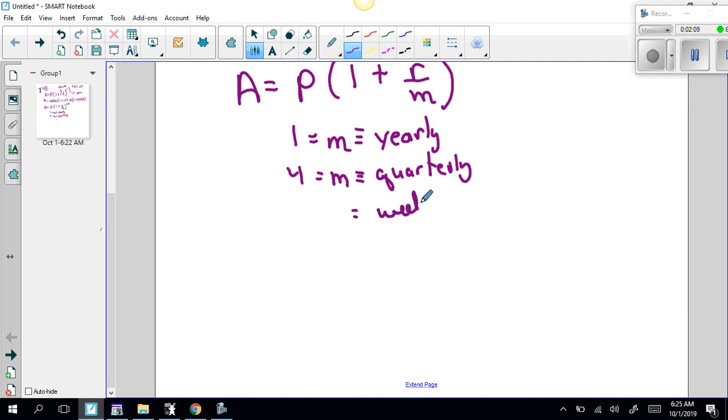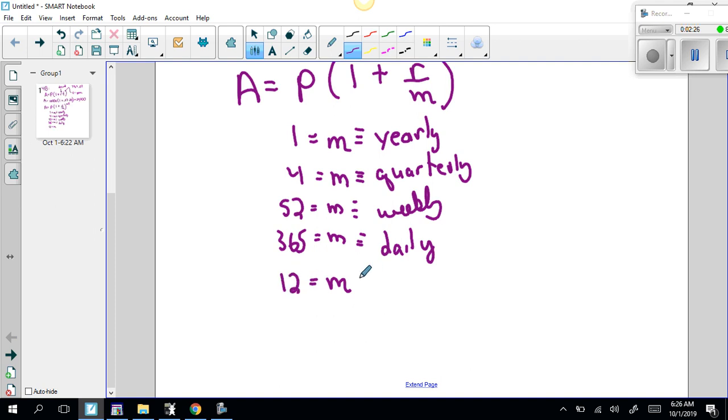Weekly, M is 52. Daily, M is 365. And most importantly, monthly. The world mostly revolves around this one. Compounded monthly, M is 12.